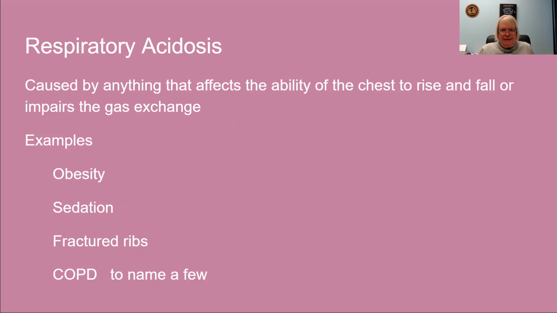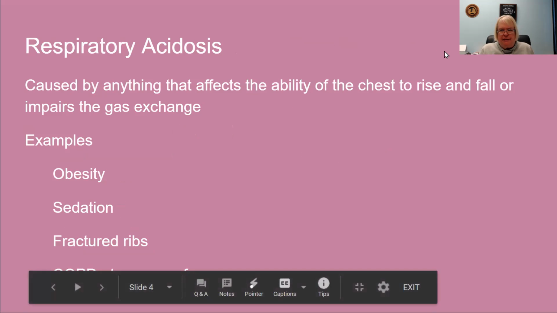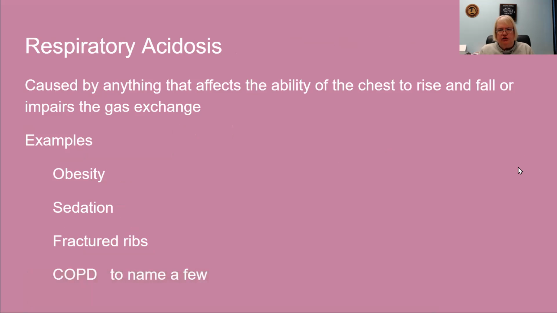So respiratory acidosis. Respiratory acidosis is caused by anything that affects the ability of the chest to rise and fall or impairs gas exchange. So let's think for a minute. Anything that would impede the chest from rising and falling would be obesity, sedation, or fractured ribs. Things that impair gas exchange would be COPD. If you ever get a question about chronic respiratory acidosis, look for COPD, because that's what that is.